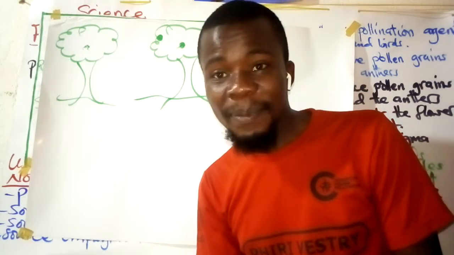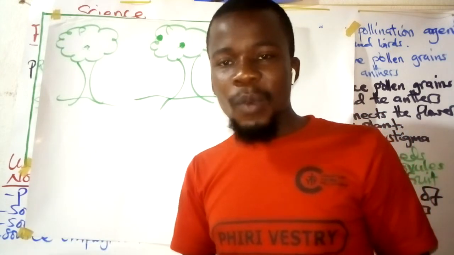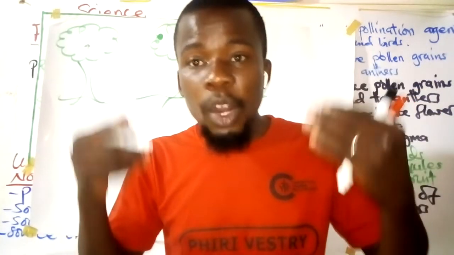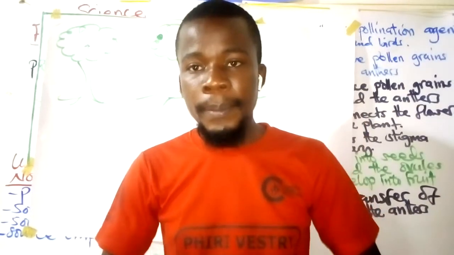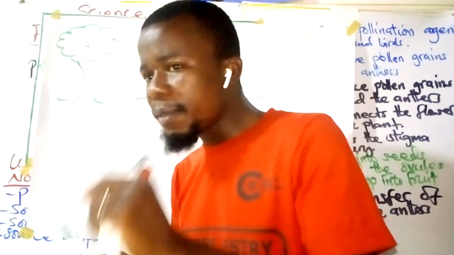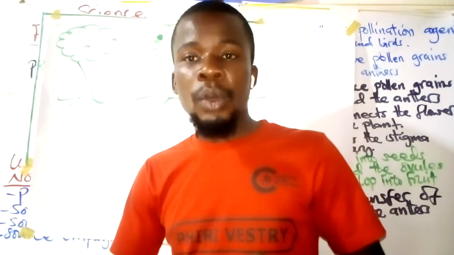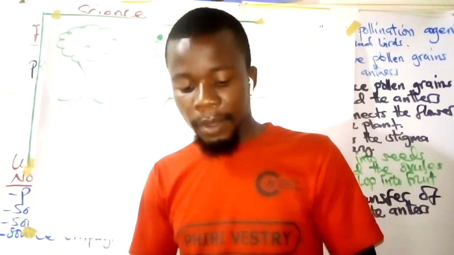All right? Thank you. I talked of pollination agents. What are pollination agents? Pollination agents are those things which help in the transfer of pollen grains from the anthers to the stigma. The things that help in the transfer of pollen grains from the anthers to the stigma are what are called pollination agents. All right?